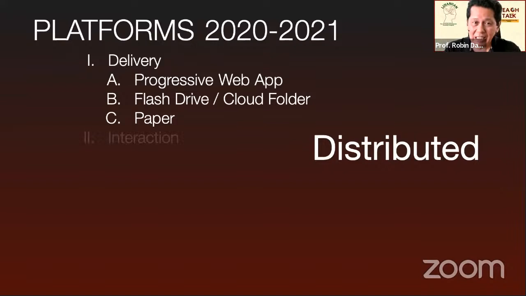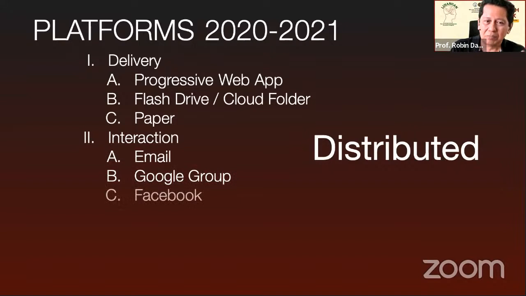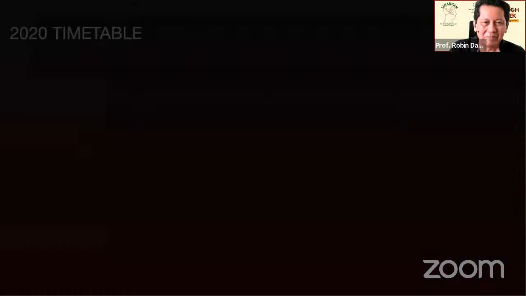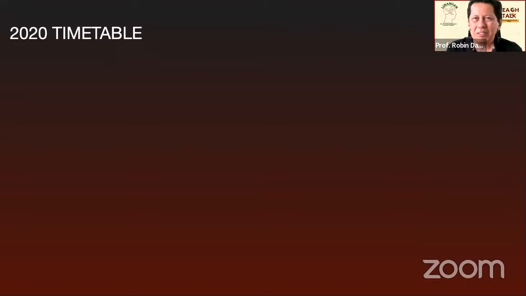To interact, I used email. I used a Google group. I used Facebook. I used cellular SMS and voice for emergencies, which especially came handy during the bagyo in Bicol. Teleconferencing, Zoom, I only used it once in 2021. Now, how was I able to do this?